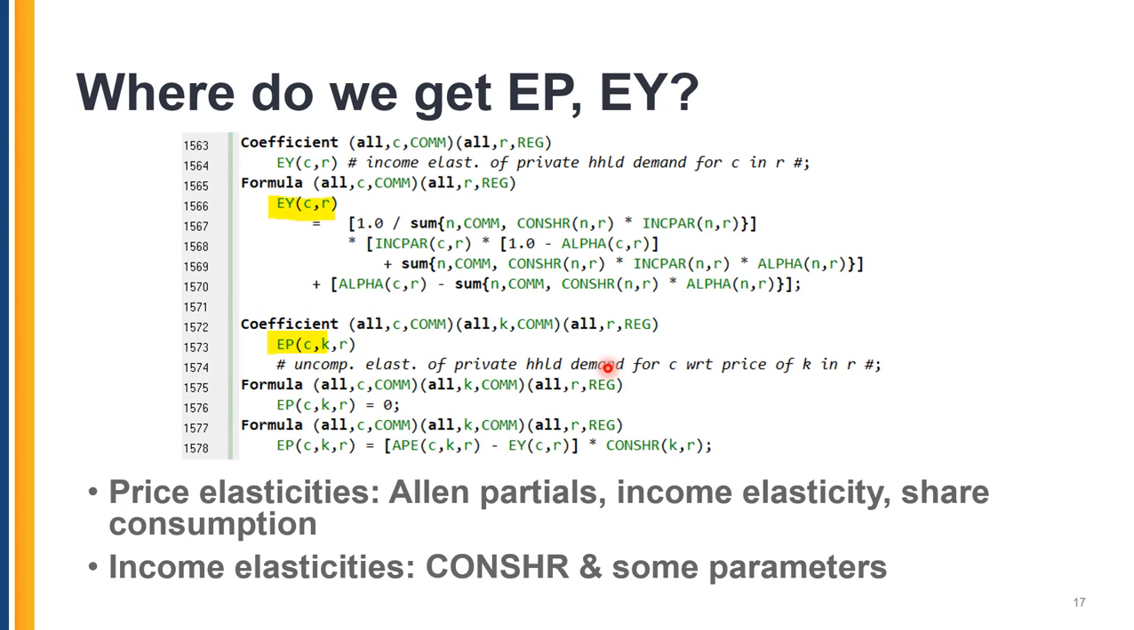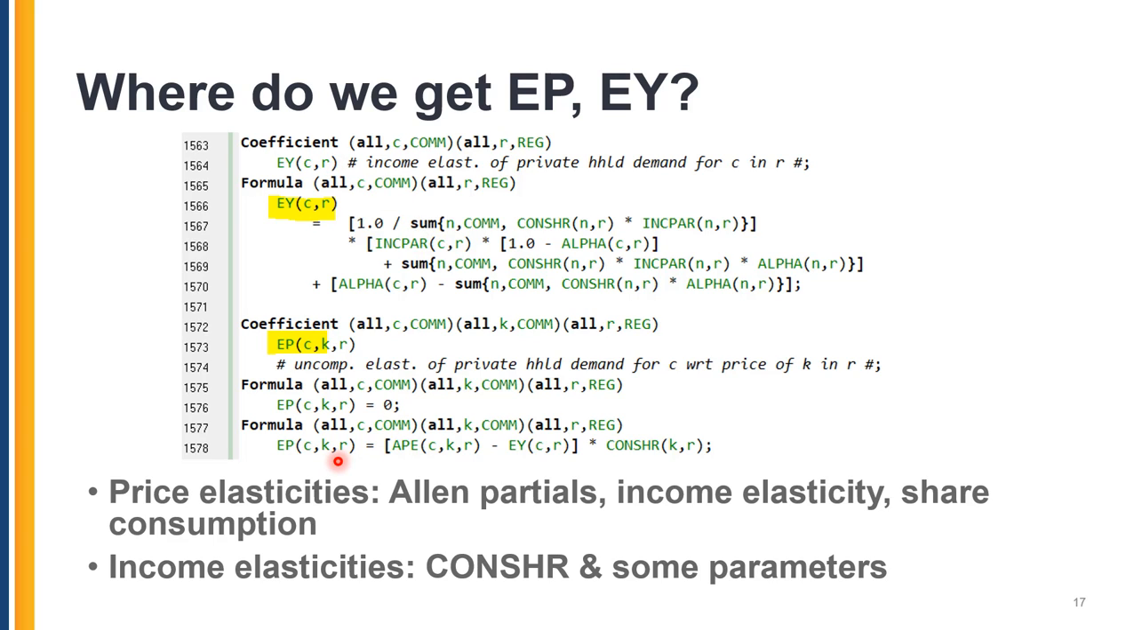Okay, so the code in the demand system, starting about 1563, you are introduced to the coefficient called the income elasticity. Moving on down a little bit below that, you get the price elasticity, or the uncompensated elasticity of private household demand for a commodity with respect to price of K, right, where C and K are the same, both over the all C, all K, but both over the commodity set. Okay, so a lot going on here. I mentioned before something about the income parameter, substitution parameter. So if you were to read backwards through the code, you would see both of those being introduced. You would also see some calculations to calculate something called alpha and something called the APE.